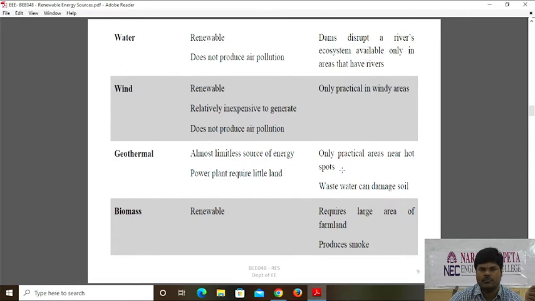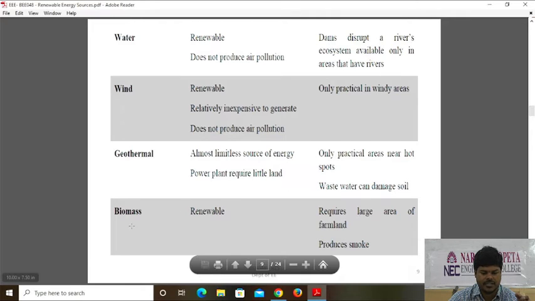All over the globe, under the earth, temperature is not at high temperatures. Sometimes it is low, sometimes it is high. Where the temperatures are high, then only we can produce the energy. Wastewater can damage soil. So while converting these high temperatures into energy, some soil may get damaged. We will see that. Next one is biomass.